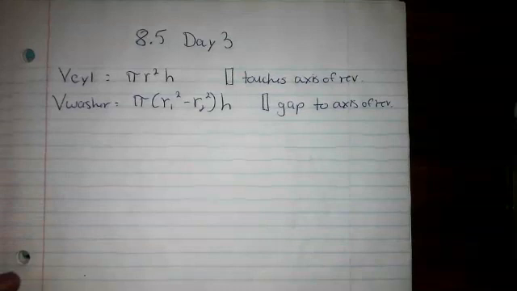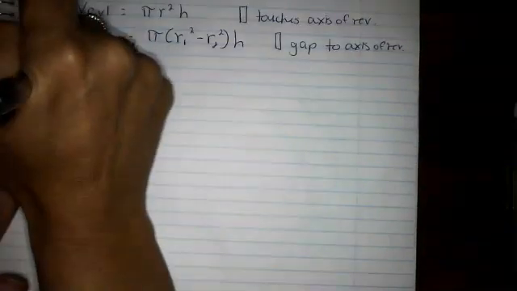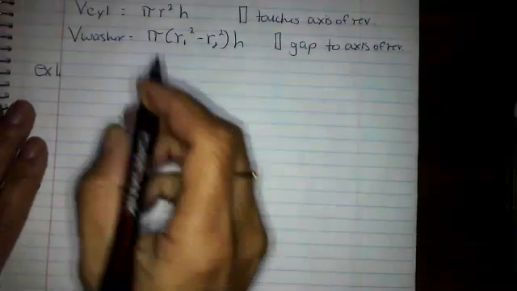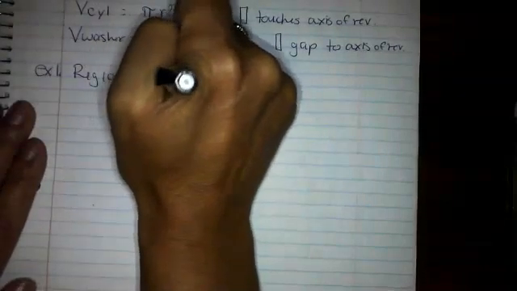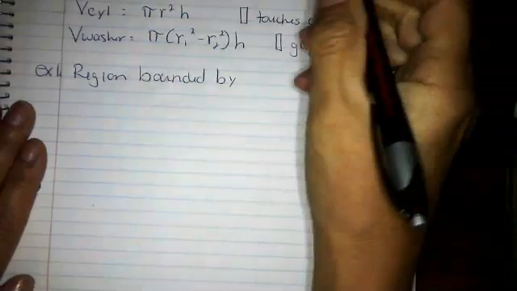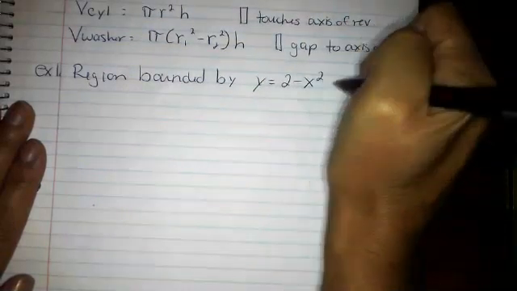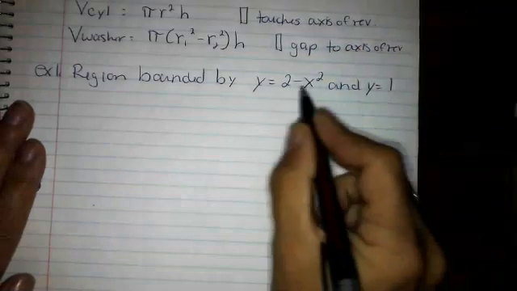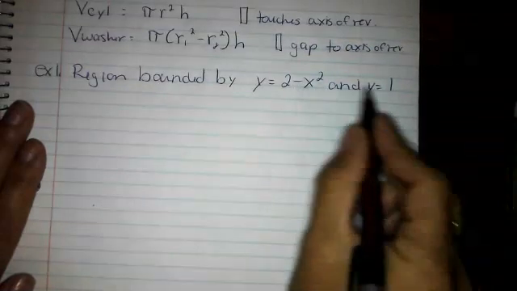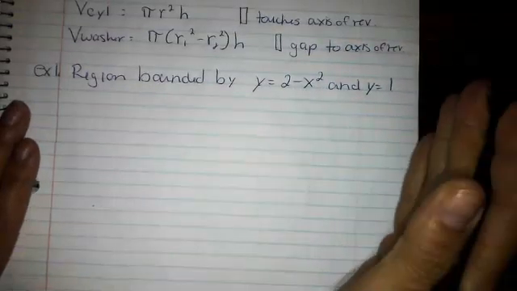So, like I said, we're going to be rotating around a horizontal or vertical line that's not the x-axis or y-axis. So, let's try 2 of these. I should do 3, but we'll see how I do. Let's see. So we're going to take the region bounded by y equals 2 minus x squared and y equals 1. So bounded by these two means there's going to be a fenced-in region. So these two are going to intersect each other, making the region we're going to rotate.